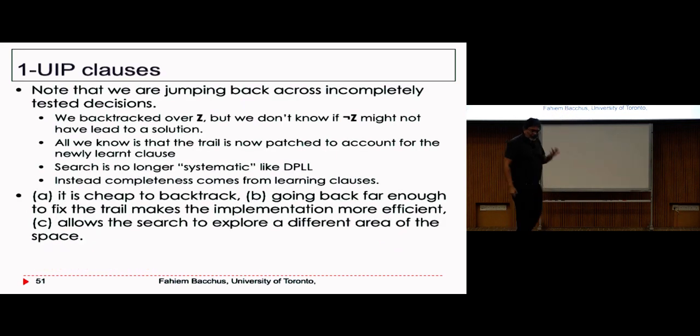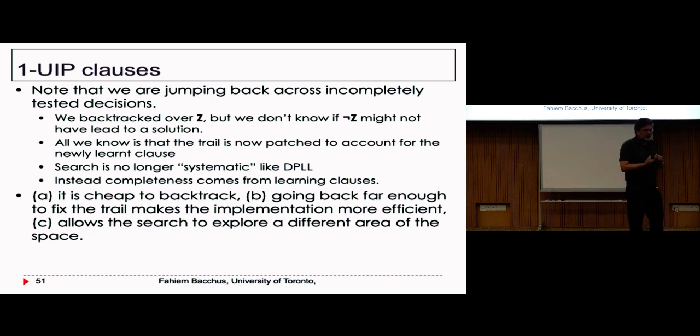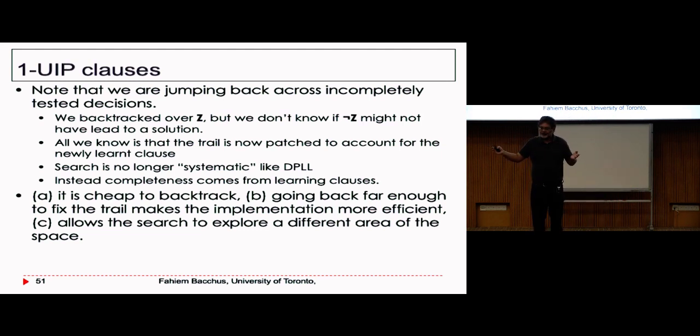So we have a couple things that are going on. It's cheap to backtrack because of our 2-watch literal scheme. Going back far enough so we can fix the trail makes the implementation more efficient. And it allows basically the search to explore a different area. So it gives the search a little bit more freedom. It doesn't have to keep on going down here. It can backtrack and try something else.